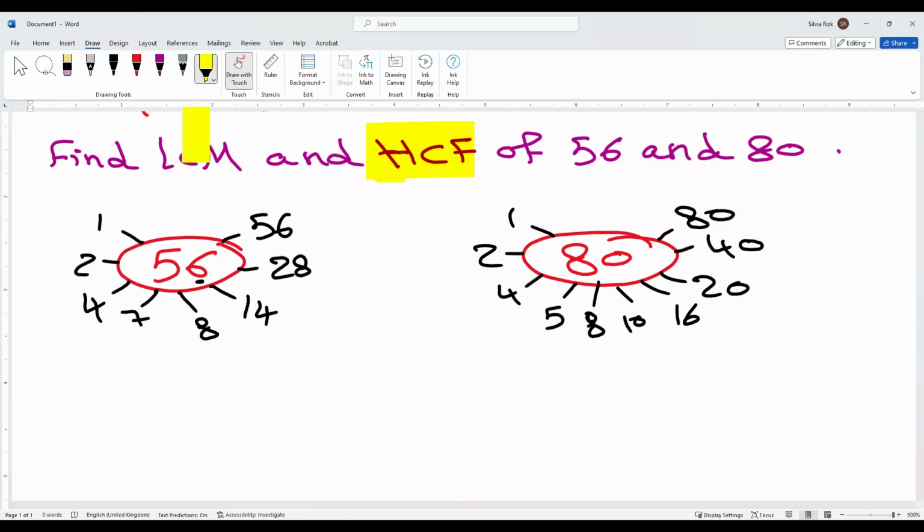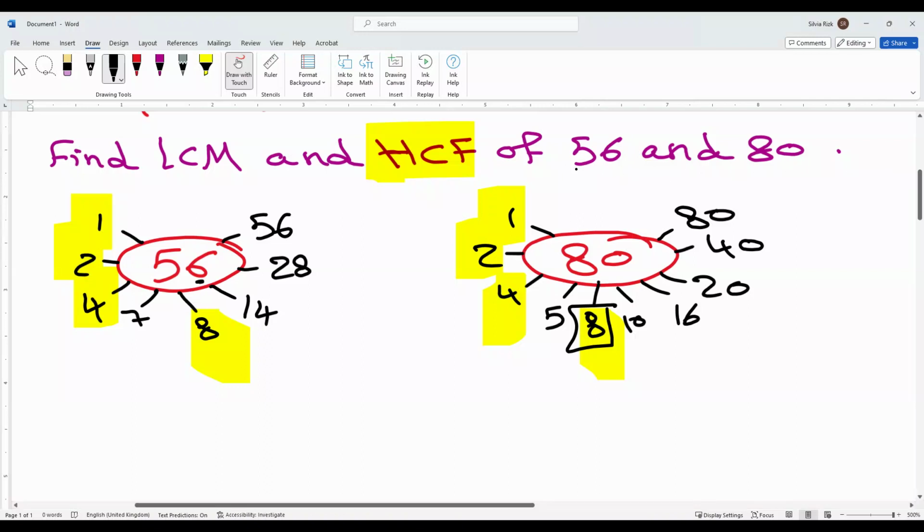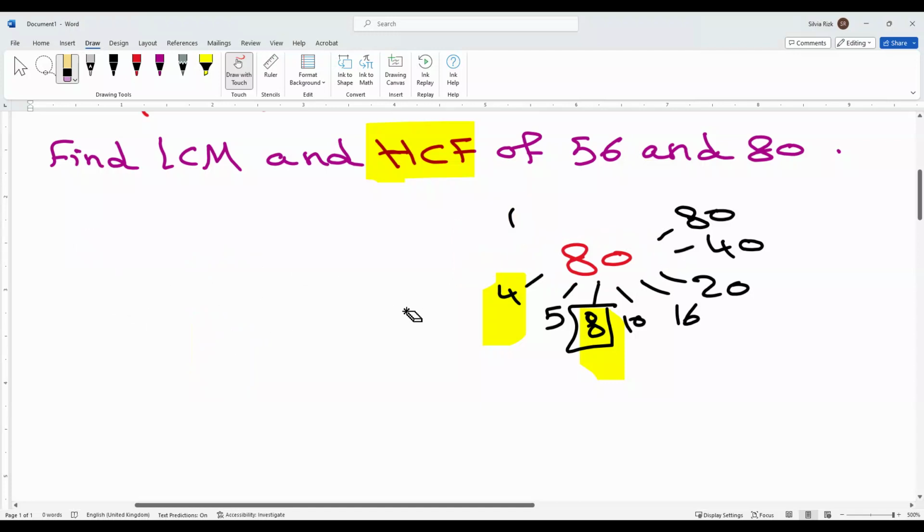Now let's see the highest common factor. I have 1, 2, and 4. 1, 2, and 4. I have 8, and that's it. These are the common factors, and the highest one is 8. So the highest common factor for this one is 8. Lowest common multiple. So you need to think of the timetable for 56 and the timetable for 80, and you find it out. However, this method is really hard for me.